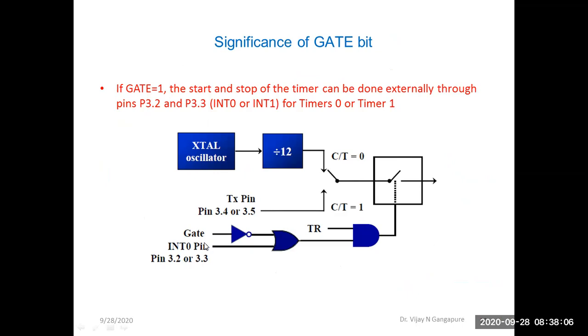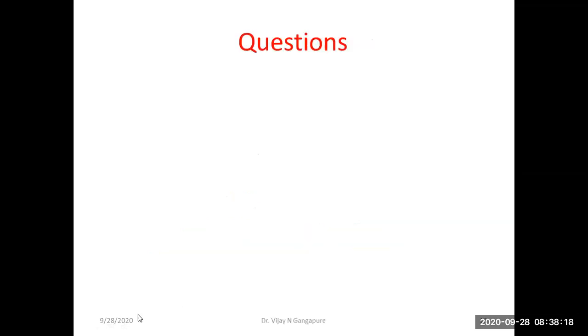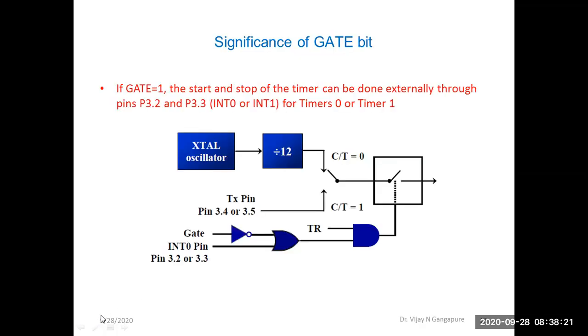And how can we control that? Controlling the operation of the timer means turning the timer on or off. Normally we turn the timer on or off by using the TR bit, either TR0 or TR1, which is in TCON, the timer run bit. If we make this bit 1, the timer will start, meaning it will close this switch, which is actually an AND gate.